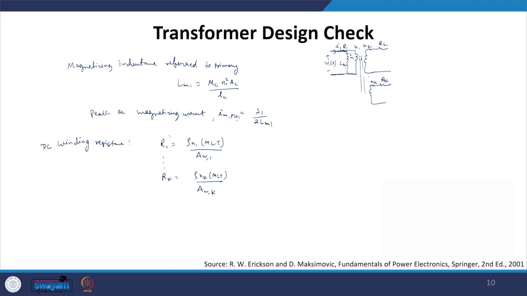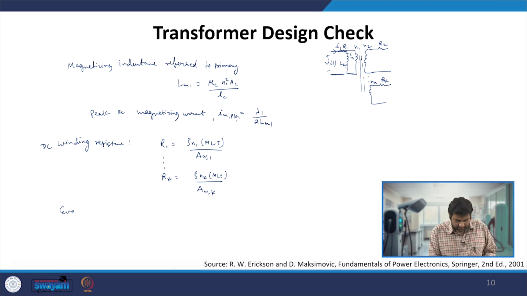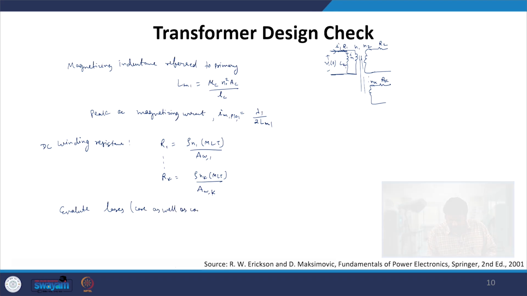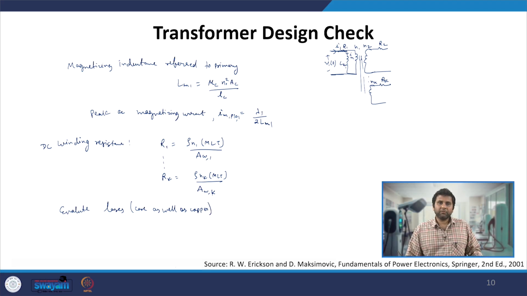Now, once you know R1, R2, Rk, you can evaluate the losses, which are both core as well as copper, because all the dimensions are available from the core manufacturer data sheet. You can calculate the core loss per unit volume, and since you have already selected the dimensions of the core, you know the volume. You also know your delta B, and the frequency of excitation of this V1 voltage.